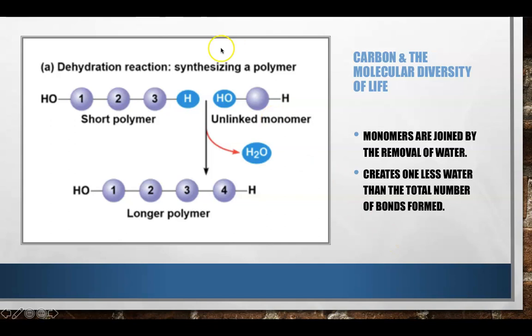So if we look at this diagram, we see a dehydration reaction. In a dehydration reaction, you're going to take a monomer, or another polymer, and you're going to add another one to it. And anytime you are joining molecules together, there's going to be a removal of a water molecule. So the hydrogen from one molecule and the hydroxide from a different molecule will come together to form H2O, which is water, allowing this molecule to bond with this molecule.